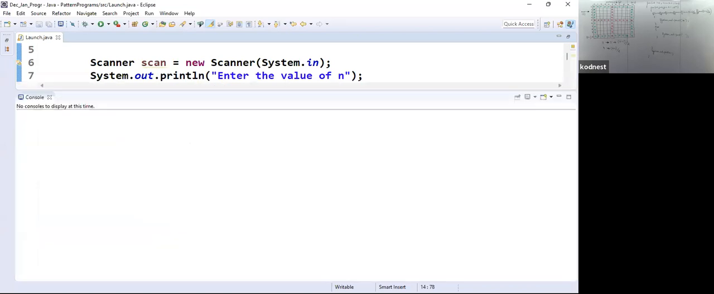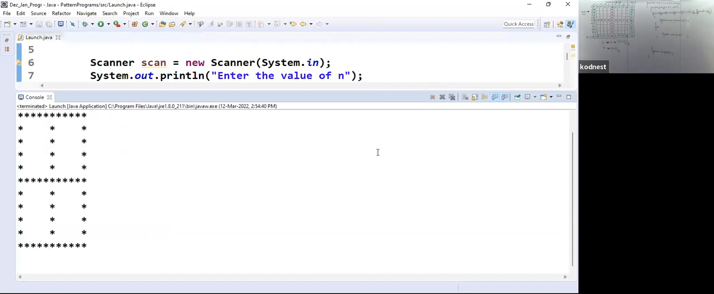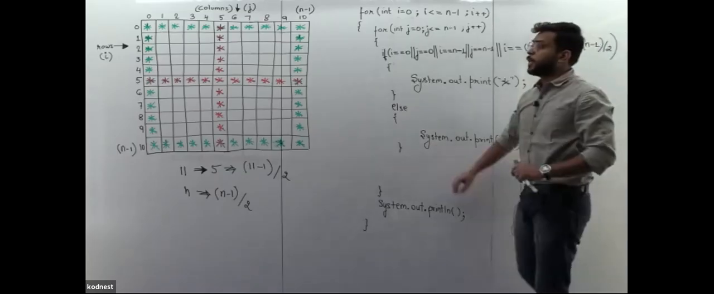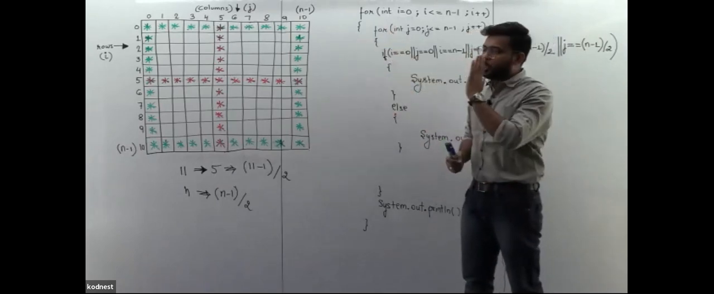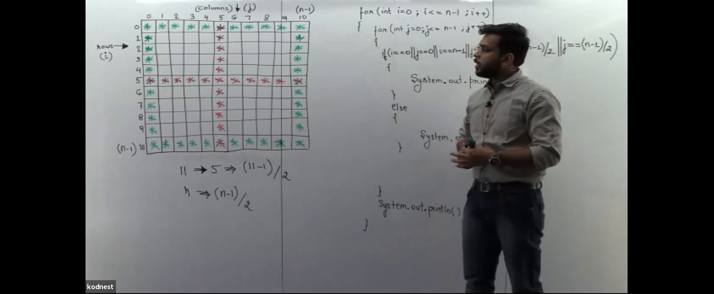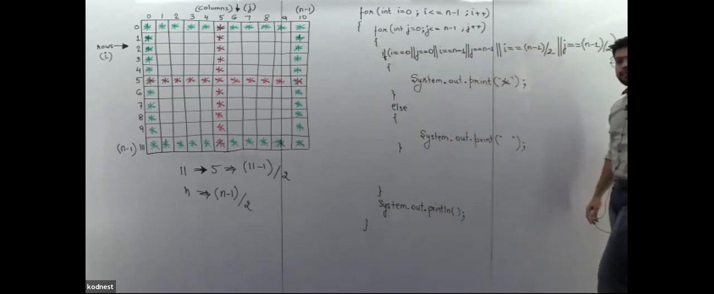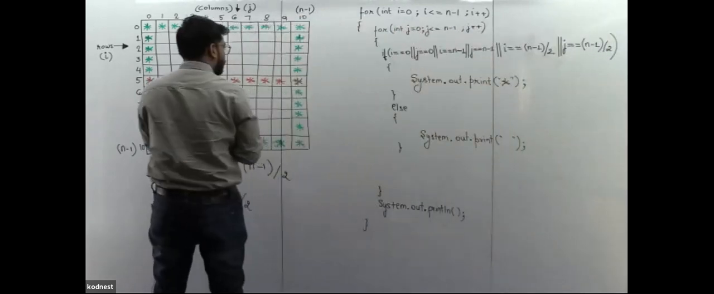If I execute it, enter the value of n, maybe 11, properly you are getting the shape. So in this manner, now you are getting many things over here. If you know these conditions properly, few shapes you can create. Let me tell you what all shapes you can create here.